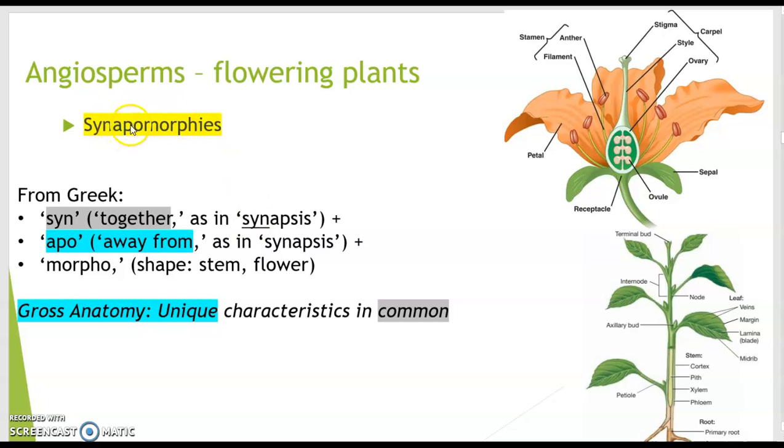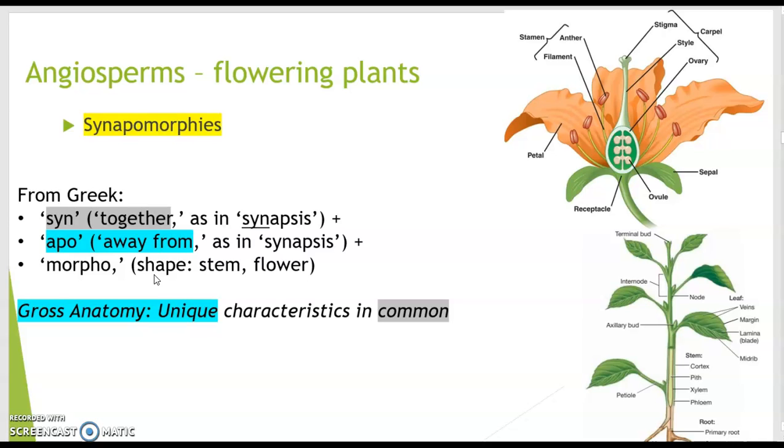And when you see the prefix apo, that is actually Greek for away from, like ablation, right? Ablation is referred to as an apo prefix. But you also see this in synapsis, because you see the ap in synapsis as well. And although it might seem strange to be together and away from, give me a second and I'll get there. The base of the word is morpho, which makes sense. That means shape.